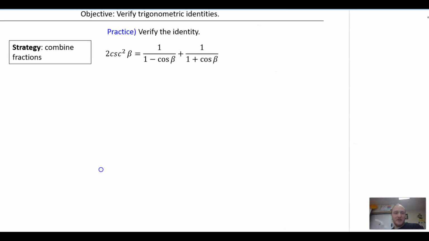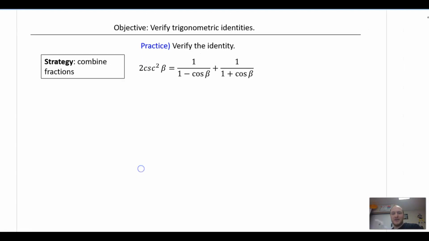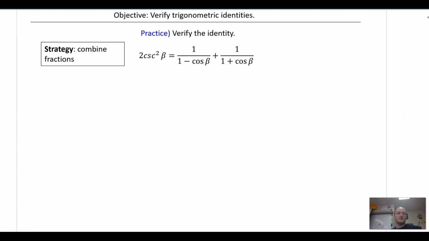All right, here is a practice problem. Please pause the video and try this one. Same idea, right? Oh, new symbol. This is beta. Beta, another Greek letter. Beta fish. Okay, sorry for being lame.